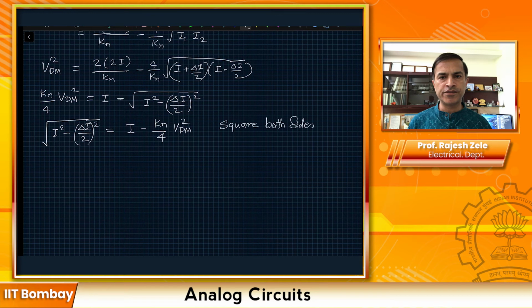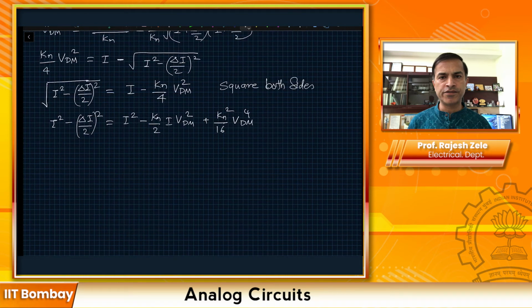So if you square both sides, you'll get I square minus delta I by 2 square, and the square of this is going to look like I square minus Kn by 2 I VDM square plus Kn square divided by 16 VDM to the power 4. Now you can probably understand why I did this. The I square will go away, and you will now only get an equation which has VDM, which is applied on this side. You have VDM, and here we have delta I.